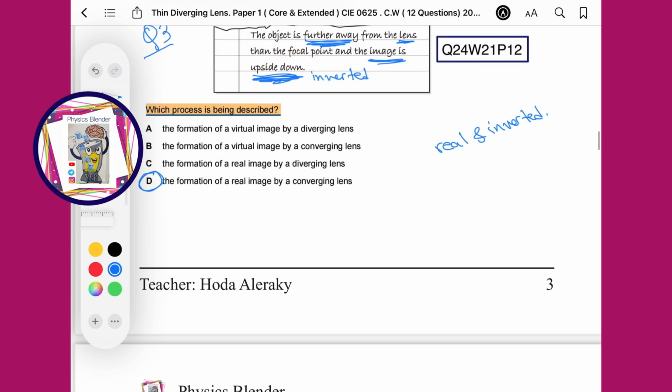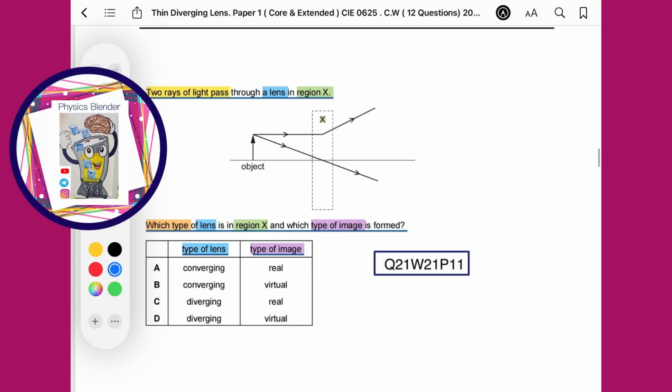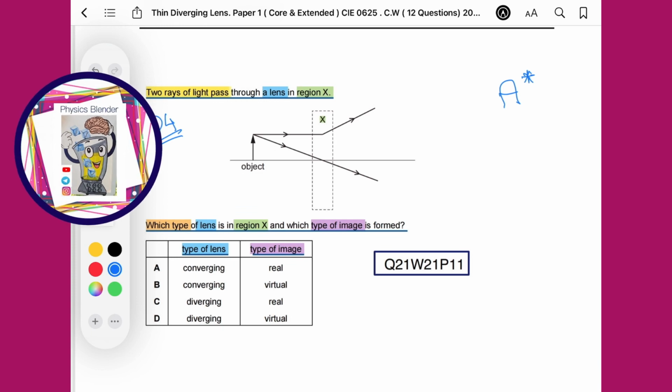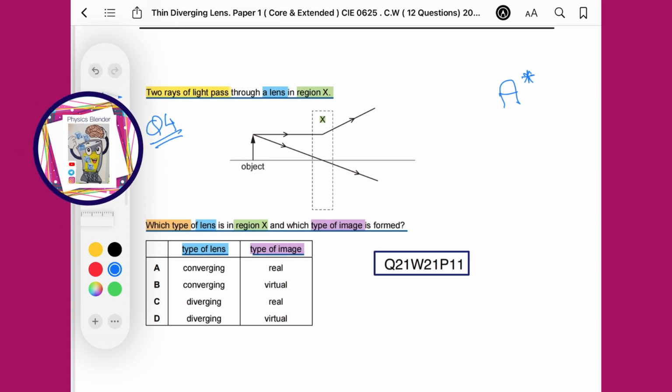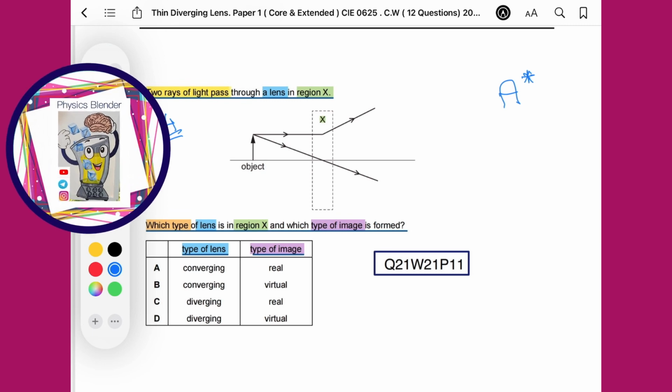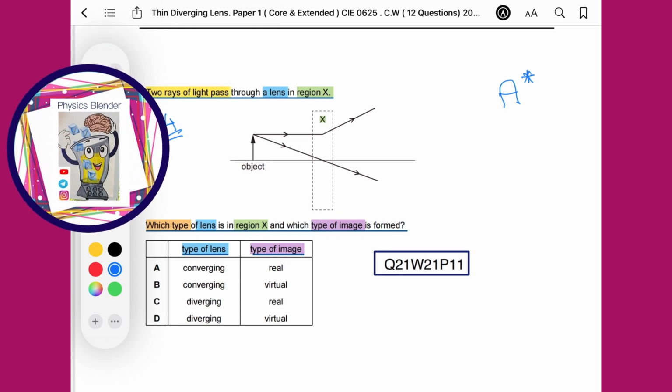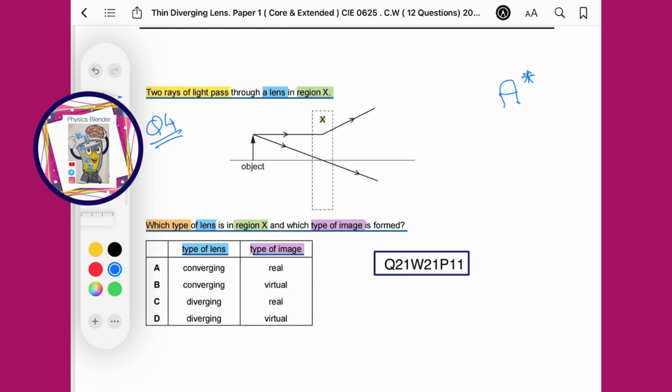Is it clear? Okay, question number 4, which is challenging. Why is it challenging? Because here we didn't identify in the question the type of lens. Is it concave or convex? And by the way, converging lenses are called convex. Diverging lenses are called concave.